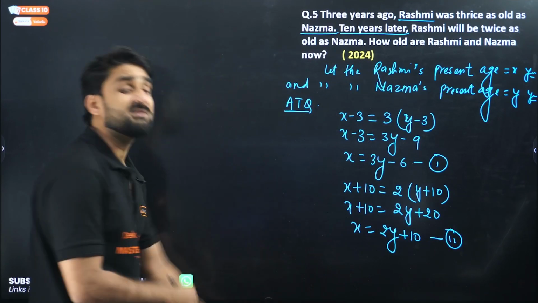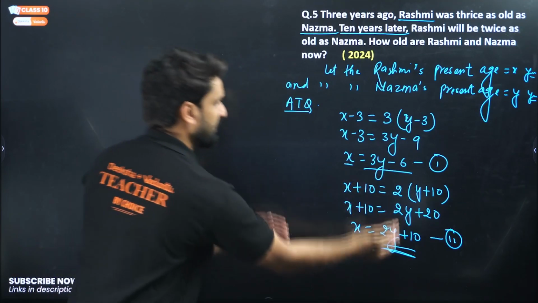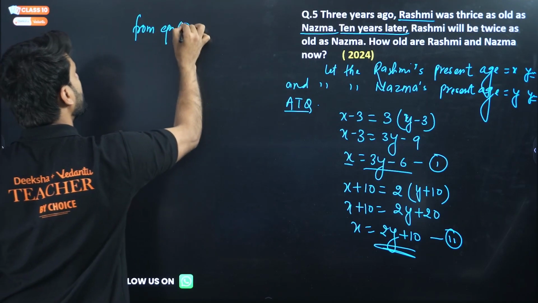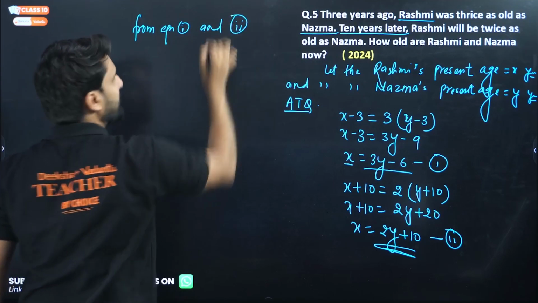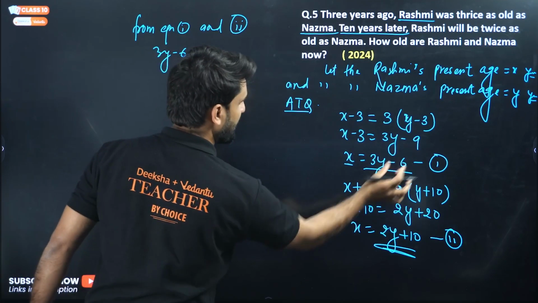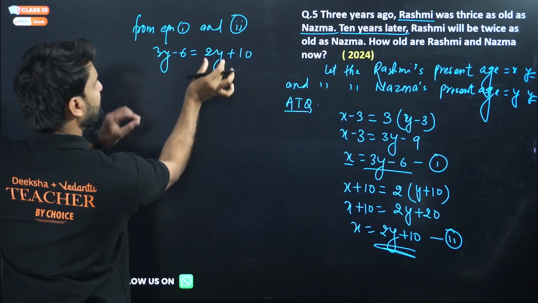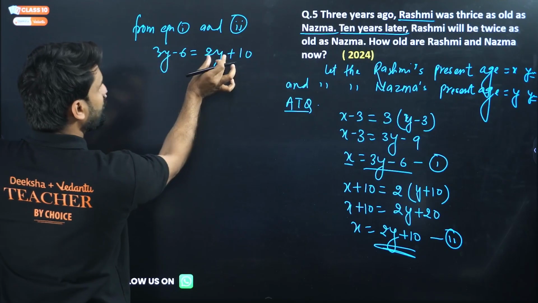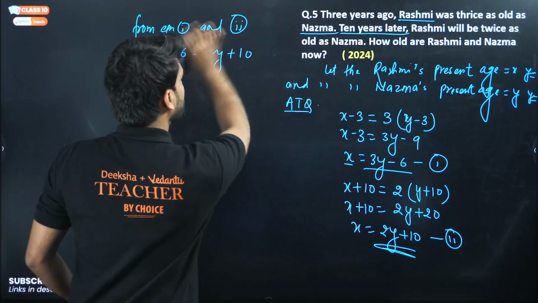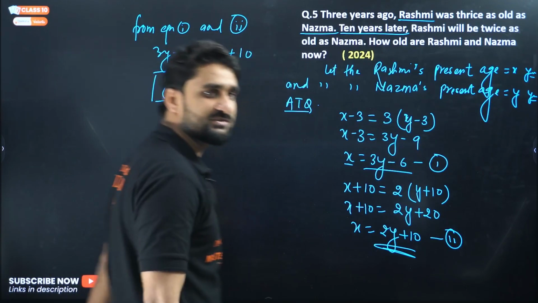So we can solve this by the substitution method. If this is equal to x and this is also equal to x, we can substitute. From equations number 1 and 2, we can write 3y minus 6 equals 2y plus 10. Can we shift this 2y this side? So 2y will be subtracted from 3y, so this will be only y, and this 6 will come this side, so minus 6 will be positive. y is 16. So Nazma's present age is y, which equals 16 years.